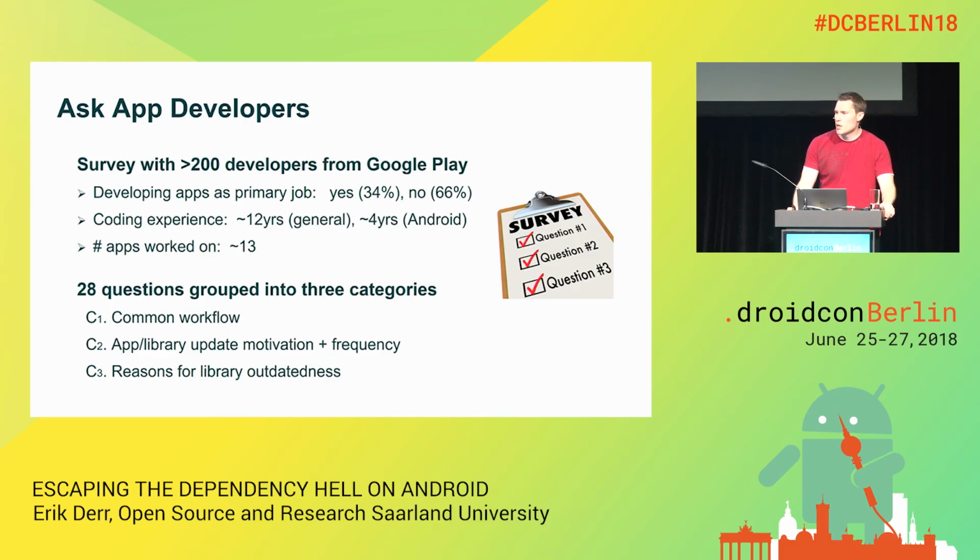And eventually about 200 developers did our complete survey. About 1/3 of them did Android development as their primary job. Pretty high coding experience, so 12 years in general, 4 years on Android, and an average of 13 apps that they have already worked on.